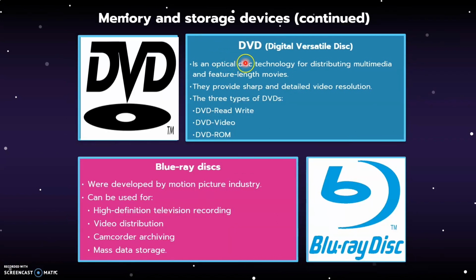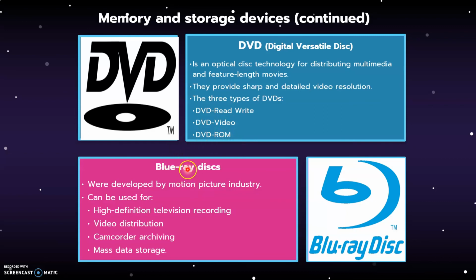Okay, the next type of memory we have is DVD. Digital versatile disc is an optical disc technology for distributing multimedia and feature-length movies, because this DVD provides sharp and detailed video resolution. And DVD is able to store a lot of data. So there are three types of DVDs. First one DVD read and write, DVD video, and last one DVD ROM.